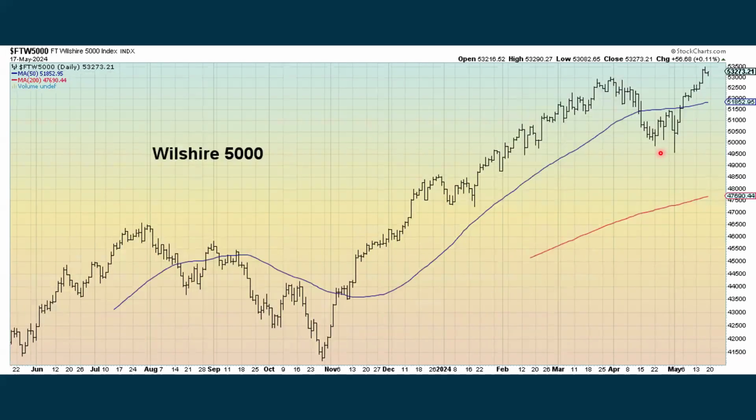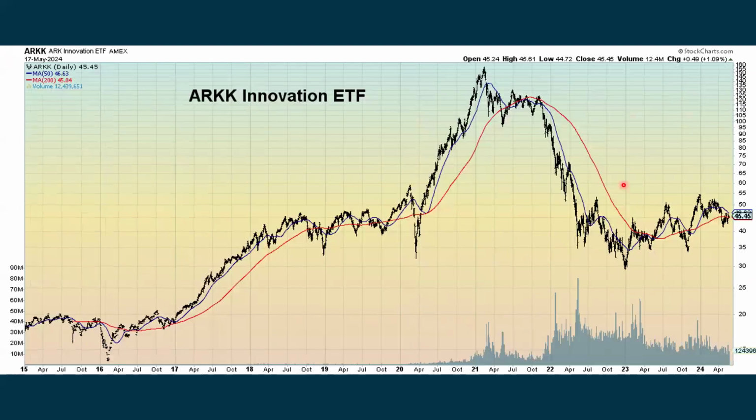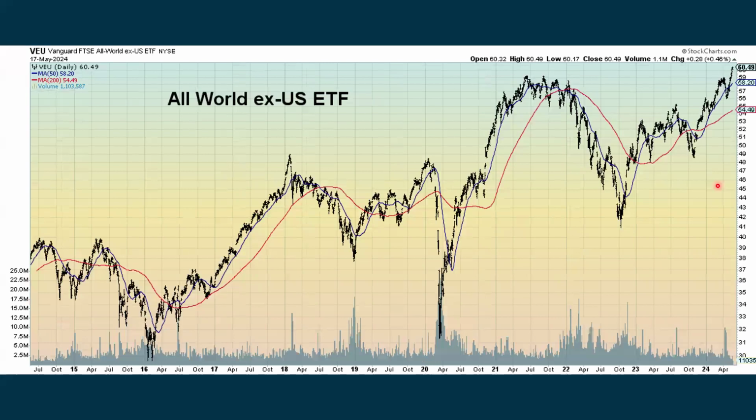The Wilshire is another broad market index setting a recent all-time high and is in an uptrend. ARK, which is just not really participating. It was all the rage back in 2020 and into 2021, and then it went on difficult times. And it's in an uptrend, but you can see the 50 period is rolling over, and we're not really seeing a lot of the bounce up that we're seeing in other areas of the market.